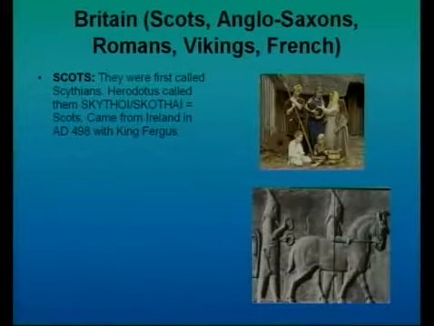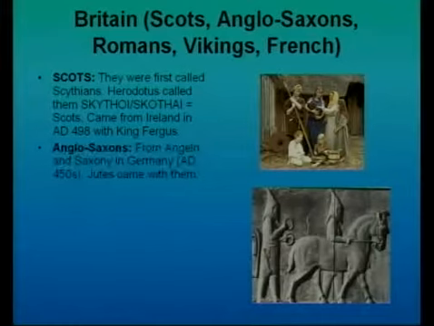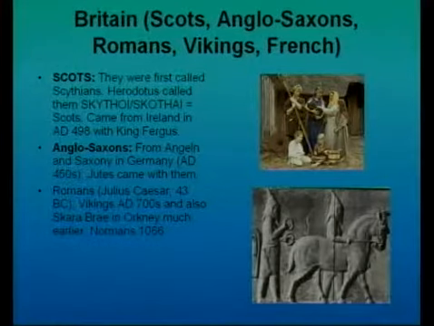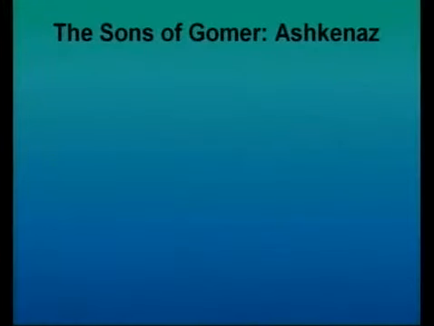But they came from Ireland, rather, in the 5th century AD and settled with King Fergus, the first crowned king of the Scots. Anglo-Saxons come from Angeln and Saxony in Germany in the 5th century AD, and some of the dukes with them. Romans, I won't really go into that. They came, of course. Vikings, 700s AD, but also up in Orkney, much earlier than that. And the Normans, of course, quite late on in the scene, 1066.